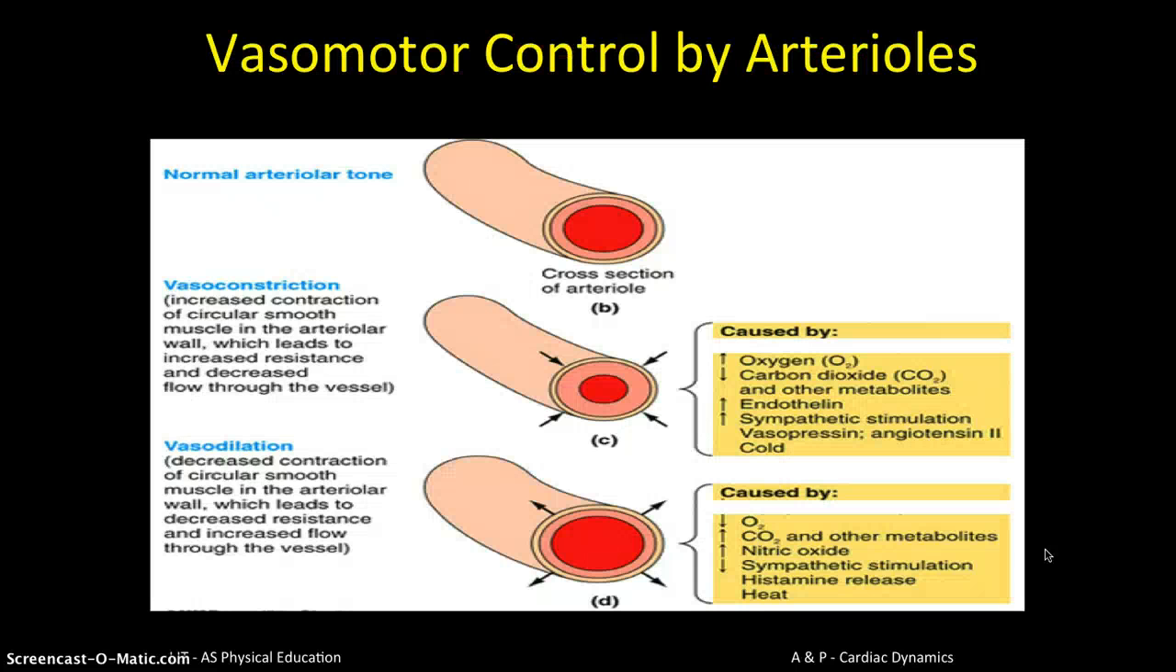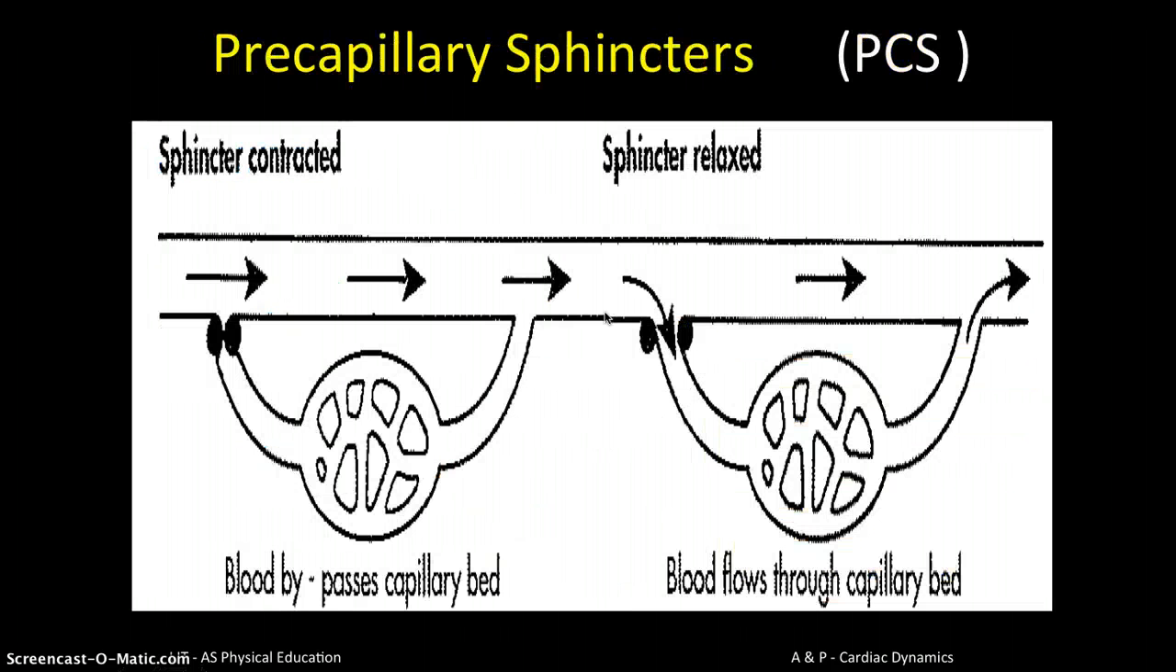Just pause the video, have a closer look at this diagram. Again, it's just a little bit more information about what we would call vasomotor control. So this is referring purely to the arterioles being able to vasoconstrict or vasodilate. They are stimulated to vasoconstrict or vasodilate by the sympathetic nerves.